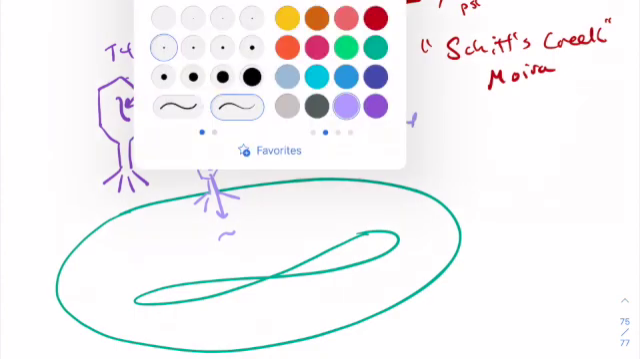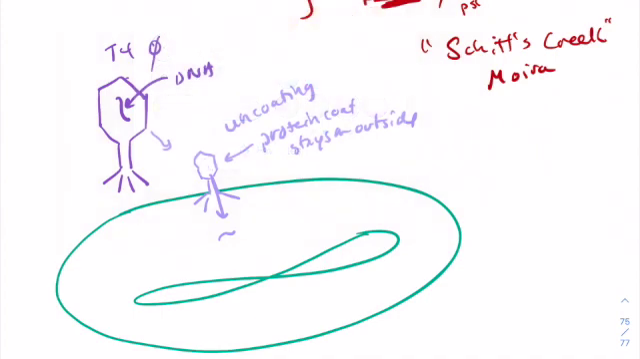So we're going to have this empty protein coat. There we go. So this stays on the outside. I'm going to erase all the purple stuff. You stay out there. But its DNA just got inside.